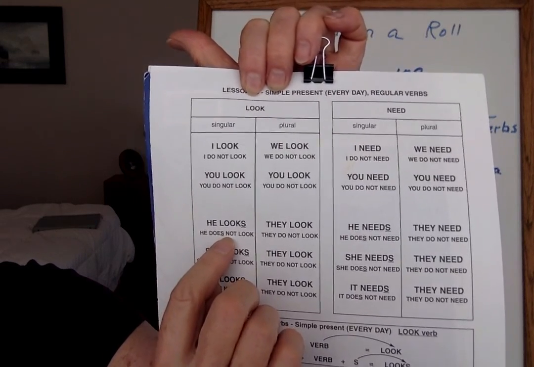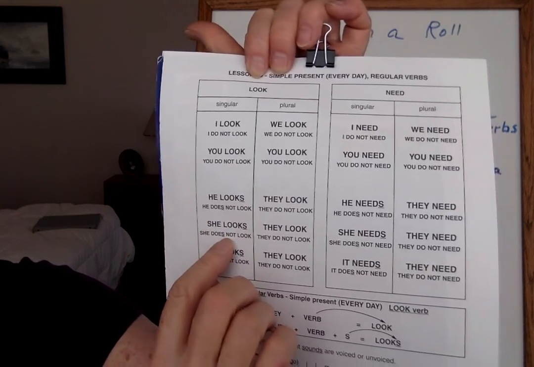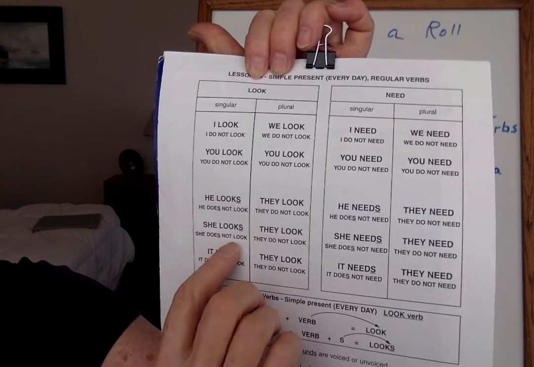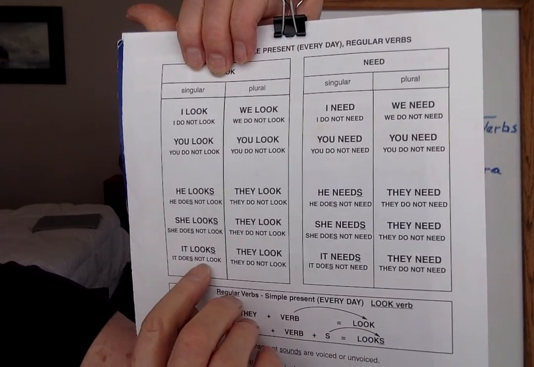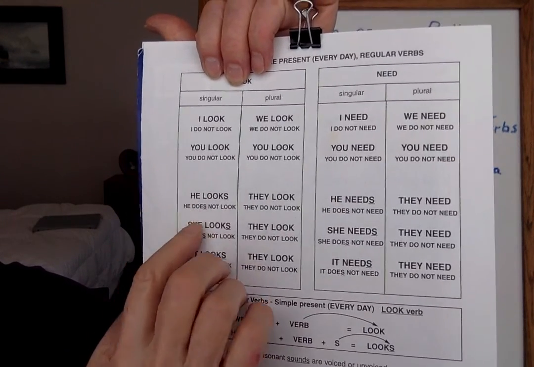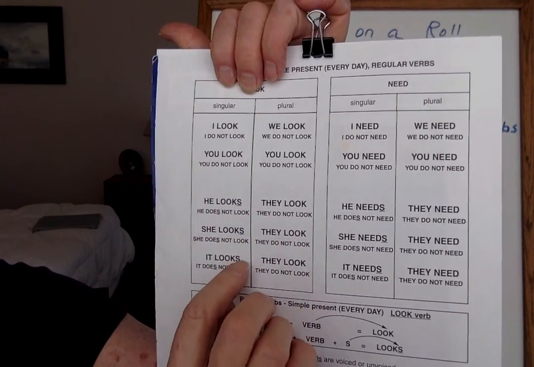He does not look. She looks. She does not look. It looks. It does not look. So he, she, it, añadir ese.